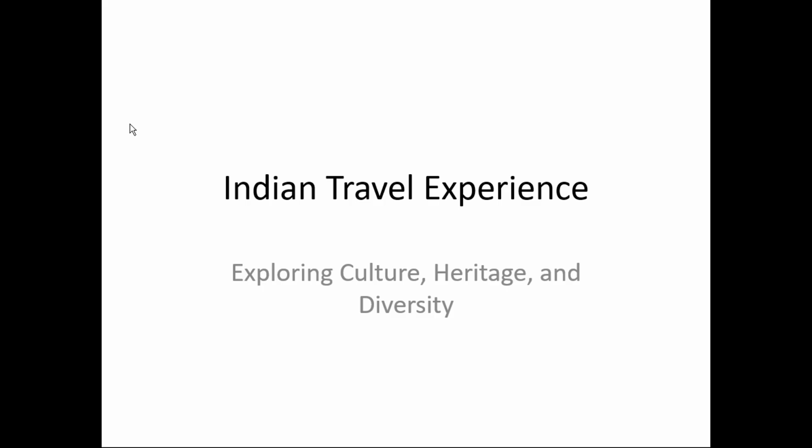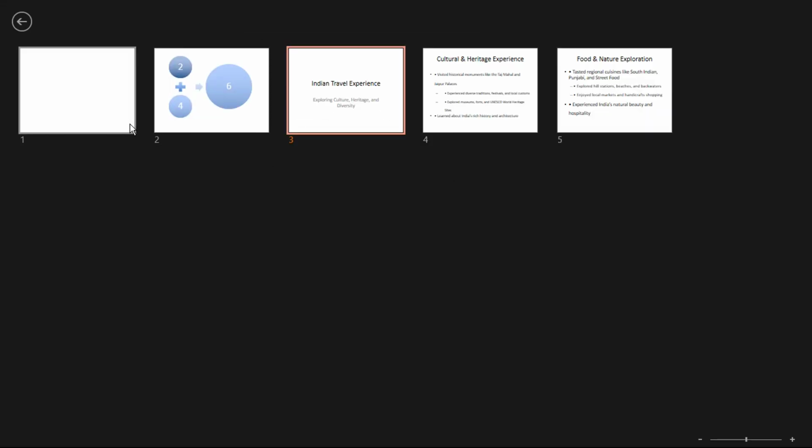Now let's look at the second method, which is perfect if you don't remember the exact slide number. While you are in slideshow mode, press the G key on your keyboard. As soon as you press G, PowerPoint will display a grid view showing all the slides in your presentation. This gives you a visual overview of every slide, making it much easier to find the one you want.